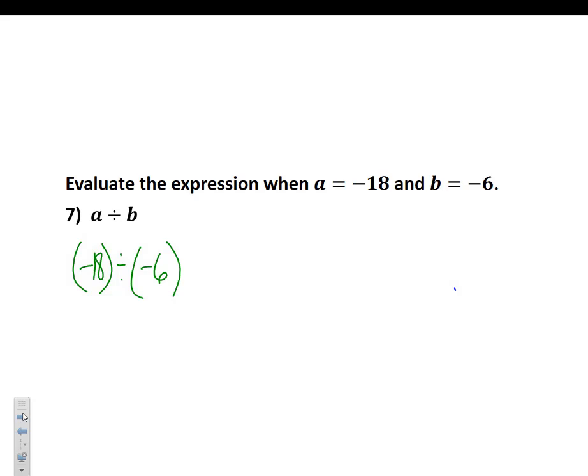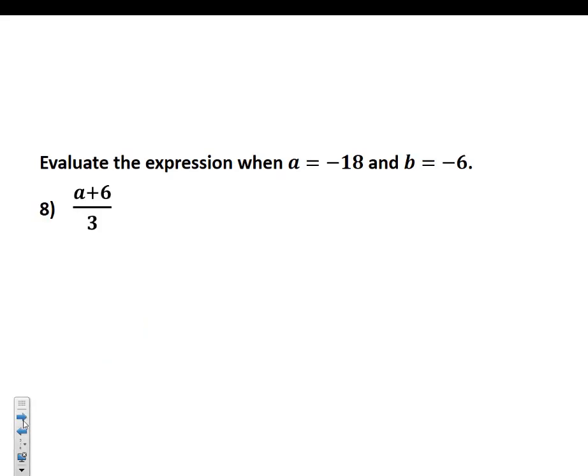And of course, we just learned that when we're dividing, we take a look at the signs, and the signs are the same. So a negative divided by a negative is positive, and 18 divided by 6. Wow, our most common answer of this video set is 3.